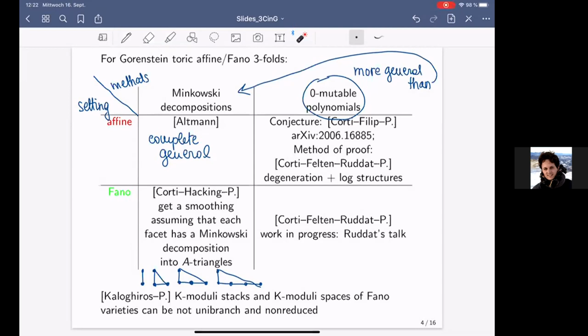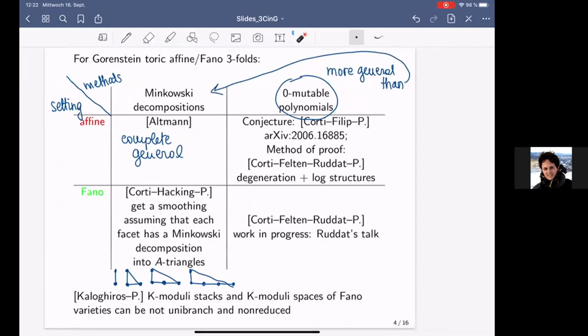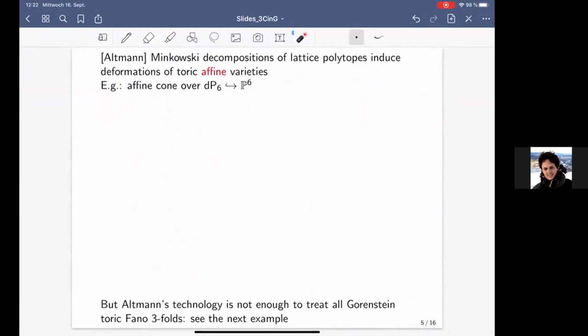Okay, so I will go on and talk about Altmann's theory. Klaus Altmann made this fundamental observation in the 90s, I would say, which says that if you have a lattice polytope, this induces a Gorenstein toric singularity, and then if you have a Minkowski decomposition of this polytope, then you have a deformation of the corresponding toric affine variety.